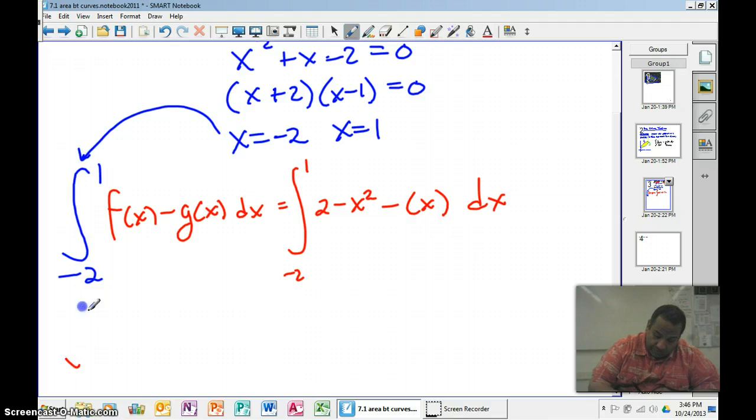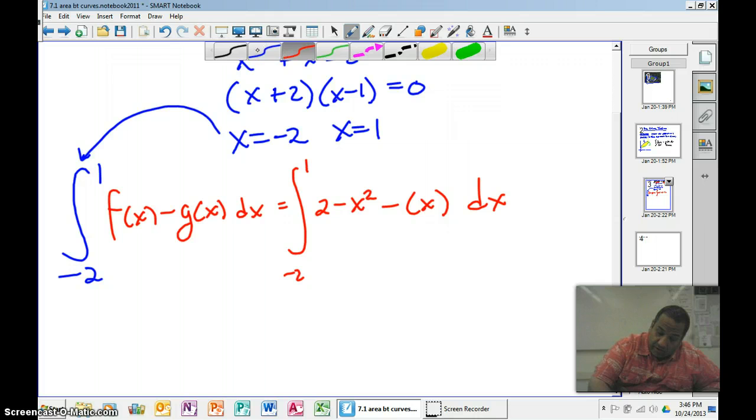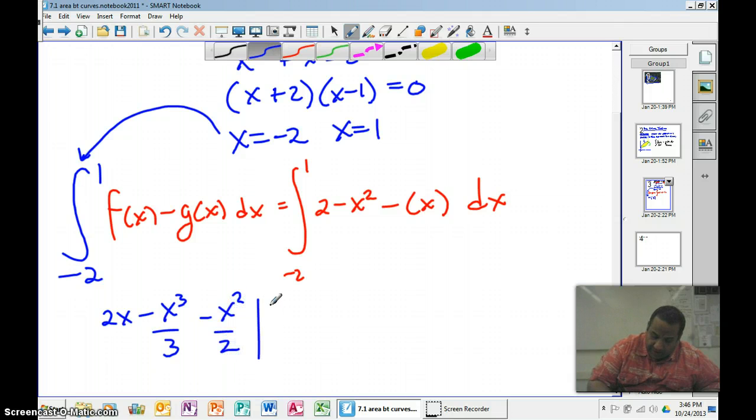It's called integrate. We're gonna integrate, and we're gonna get... I don't want to show that. I'm done. You guys are smart enough to know it. So we do our power rule integration, and we get 2x minus x cubed over 3 minus x squared over 2, and we're going to evaluate all that at 1 and negative 2. All right?